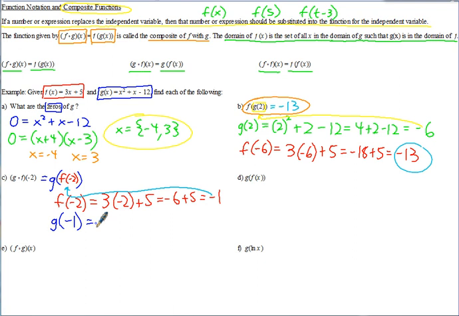So g of negative 1, now we use the function g of x here, replace the x's with negative 1. So it'll be negative 1, make sure you put in parentheses, that whole thing is squared, and then minus 1 for x there, and then minus 12. Well, that gives you negative 1 squared is 1, minus 12. You can see the 1's cancel out. Just left with negative 12. So that'll be your answer, negative 12. So that's what g of f of negative 2 equals, negative 12.